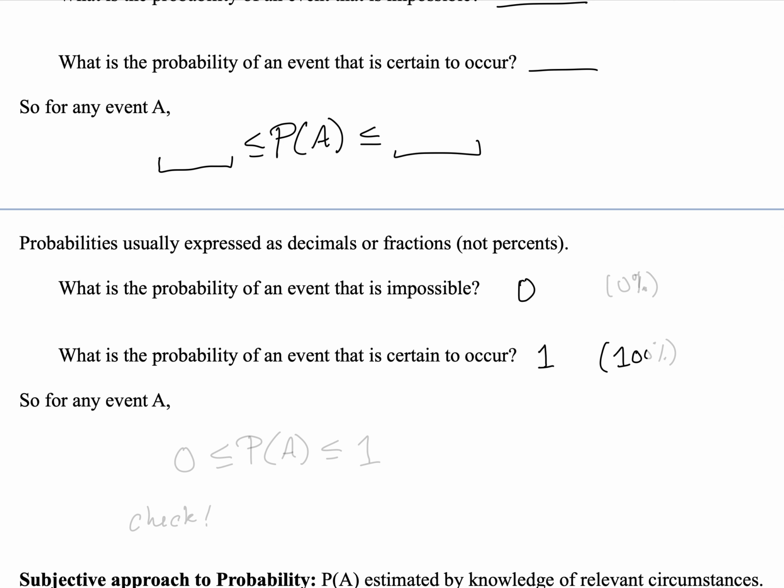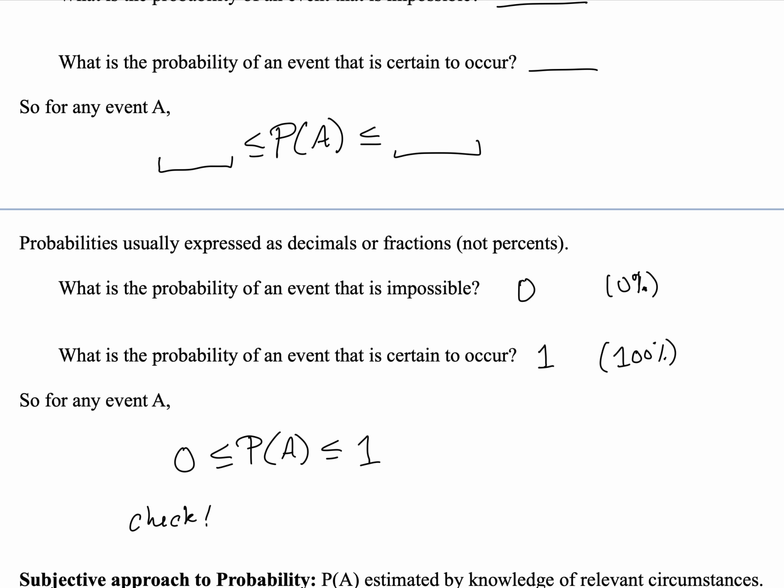So this is 100% if you convert that to a percent, and this is 0%. But as I said, we mostly use fractions and decimals to talk about probabilities. So that means that for any event A, the probability that A occurs must be less than or equal to 1 and must be greater than or equal to 0. So this is a good place to check when you're doing your work. If you ever have a probability that is larger than 1, something went wrong. If you ever have a probability that is less than 0, something went wrong.